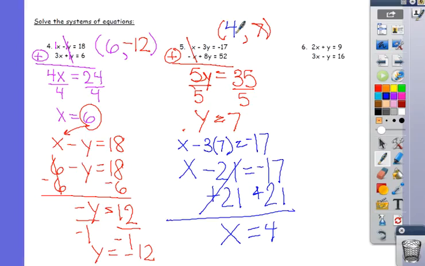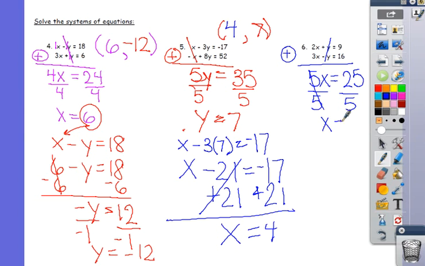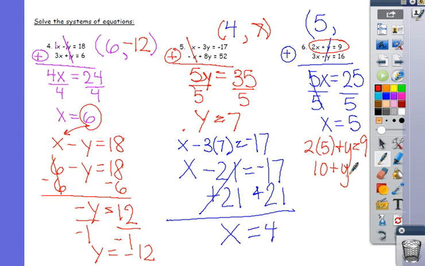Okay? All right, let's look at number 6. What's going to eliminate here? y. Negative 1. So 2x plus 3x? 5x. 9 plus 16? 5x equals 25. Divide by 5. And x equals 5. Okay, so that's my x. Now I have to find my y. So I substitute it in. I'm going to use this one right here. So I'm going to do 2 times 5 plus y equals 9. That would be 10 plus y equals 9. Subtract 10. Very good.